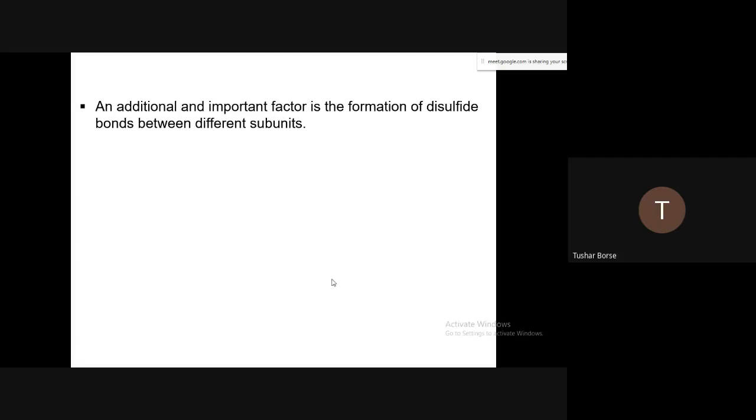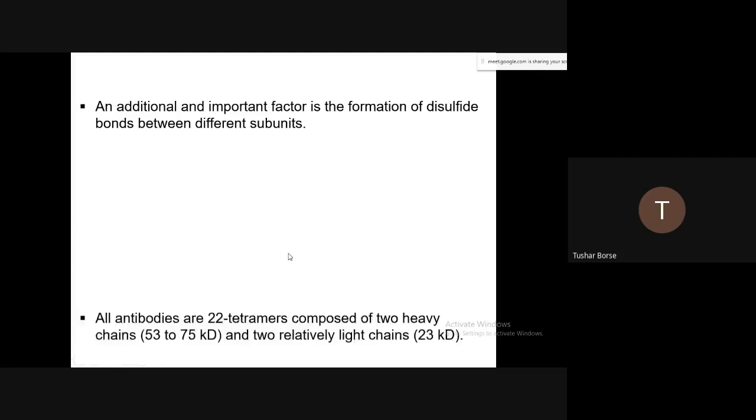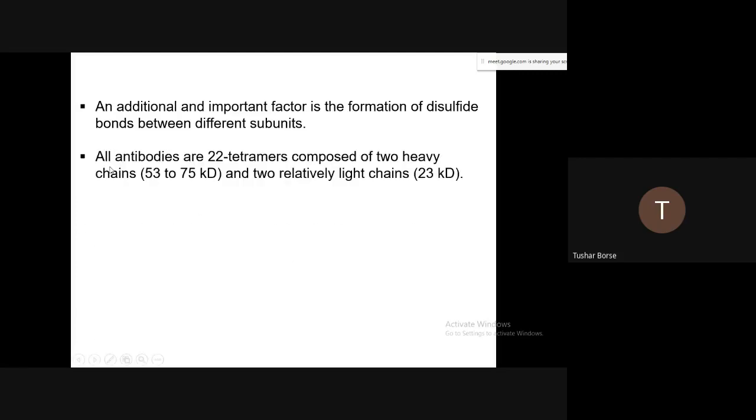And again the best example which can be quoted here is an immunoglobulin. So all the antibodies are tetramers composed of two heavy chains and two relatively light chains. I think now you might have studied the structure of the immunoglobulin. Okay, so that many subunits are there, and all those subunits are held together by the disulfide bonds.